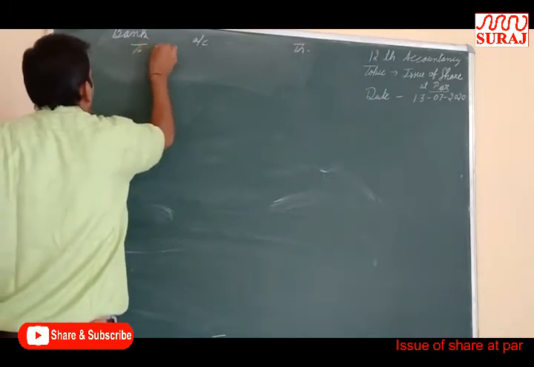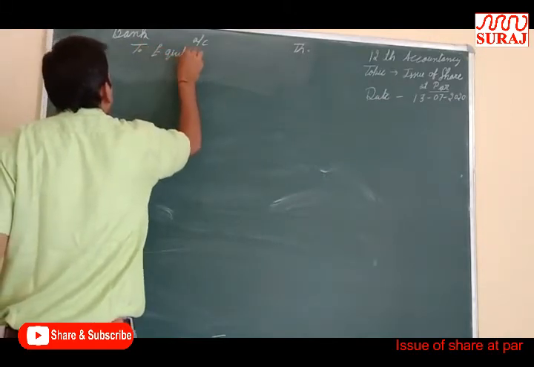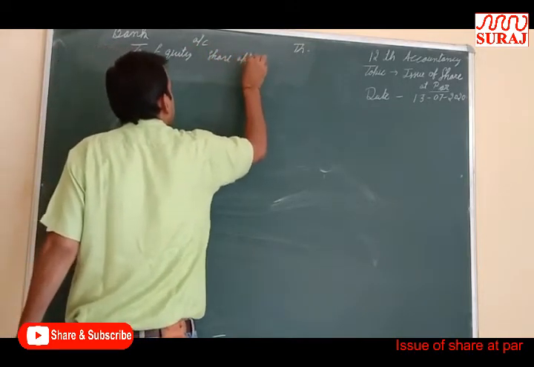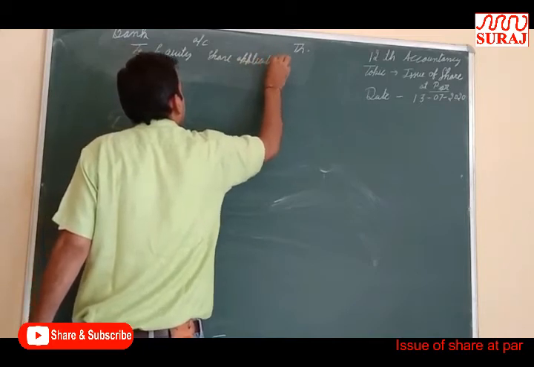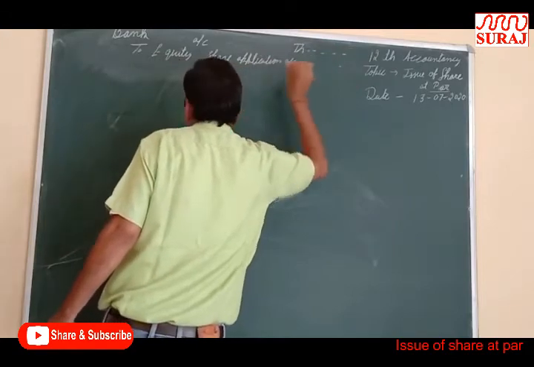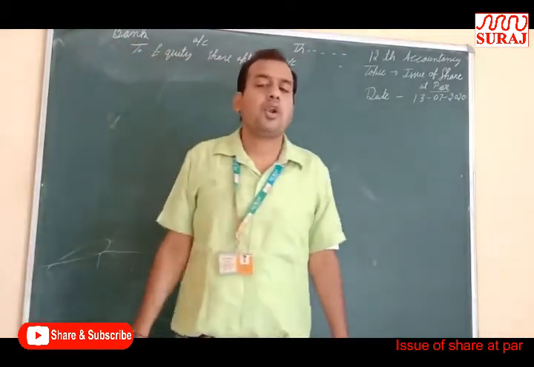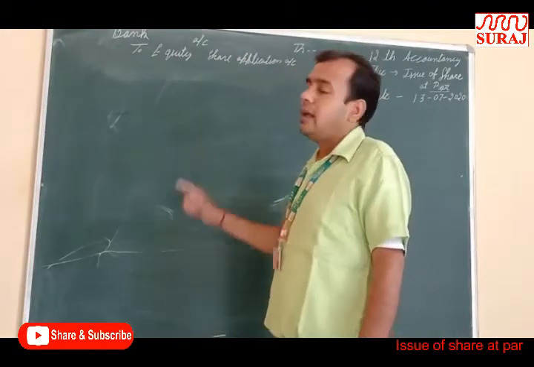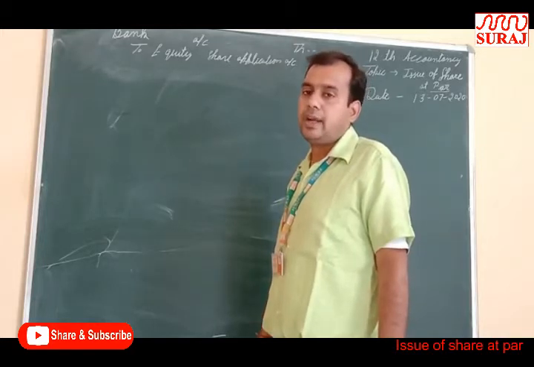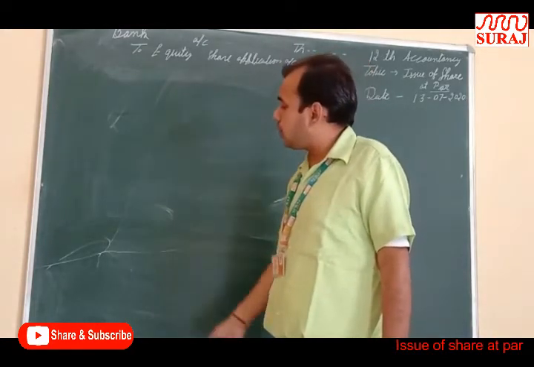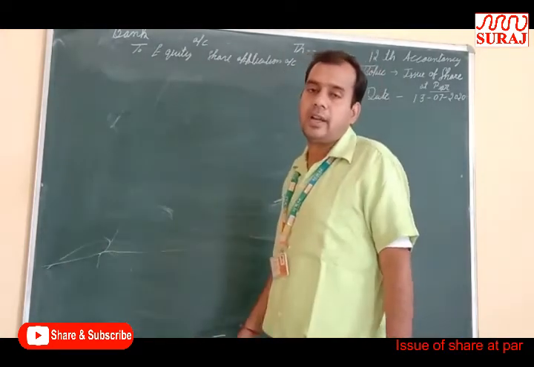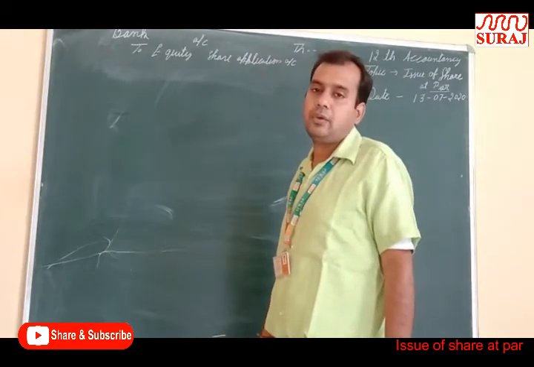to equity share application account. Bank account debit to equity share application account. Narration for application money received. Dear students, narration is a part of the question and you should write narration for every entry. I am not writing narration due to space problems. Dear students, you should write narration for every journal entry for application money received.